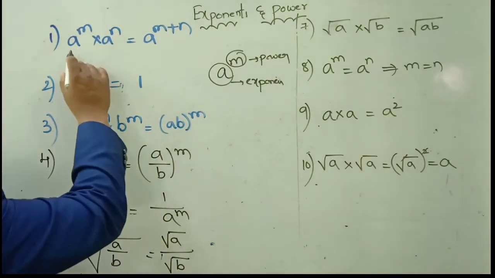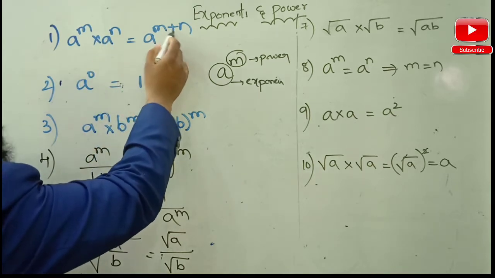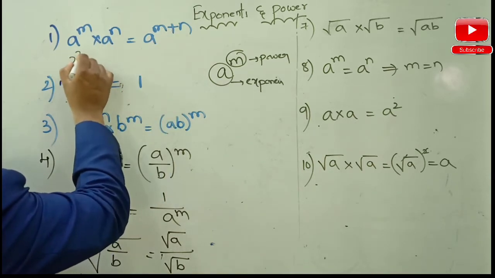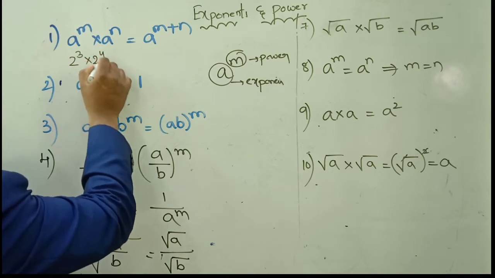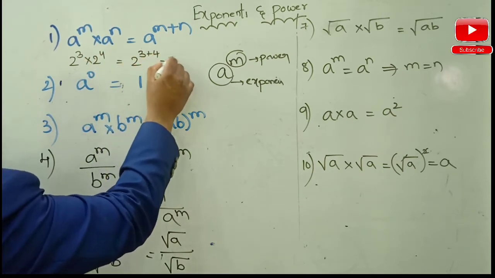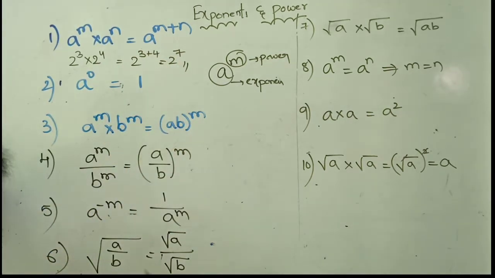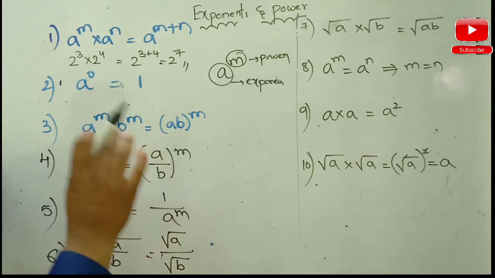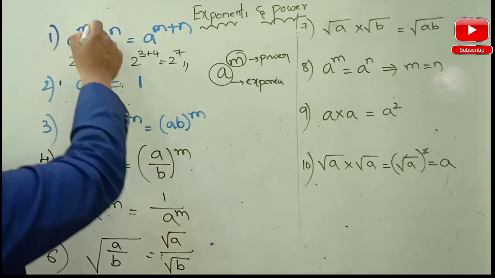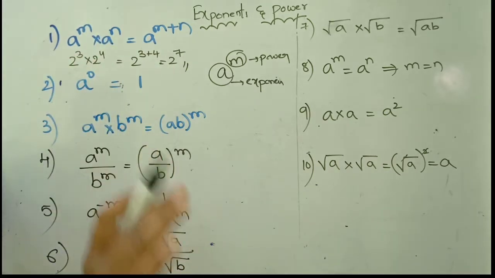So how do we read this first formula? a power m into a power n is equal to a power m plus n. I can give a small example: 2 power 3 into 2 power 4 is equal to 2 power 3 plus 4, that is equal to 2 power 7. Like this you should use the formula. Whenever you have the same base, you need to add the powers, but it should be in multiplication. You need to remember that.